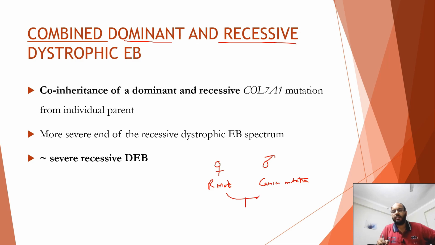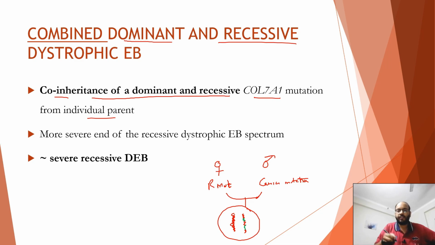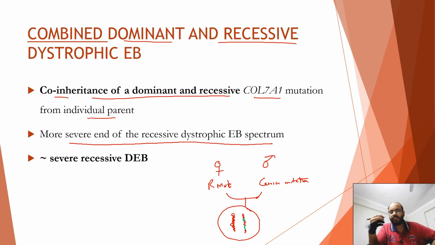And if they have a child, the child will have one allele which is recessively mutated, and one allele which will be dominantly mutated, dominant coming from the father and recessive coming from the mother. Because of that, you have the combined dominant and recessive form of dystrophic EB. So you have co-inheritance of dominant and recessive mutation in the collagen 7 from individual parents. The phenotypical features are more like the severe end of the recessive dystrophic EB spectrum. So the features are essentially the same as recessive dystrophic EB.